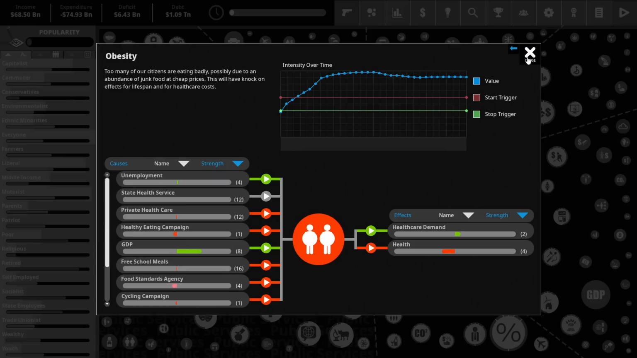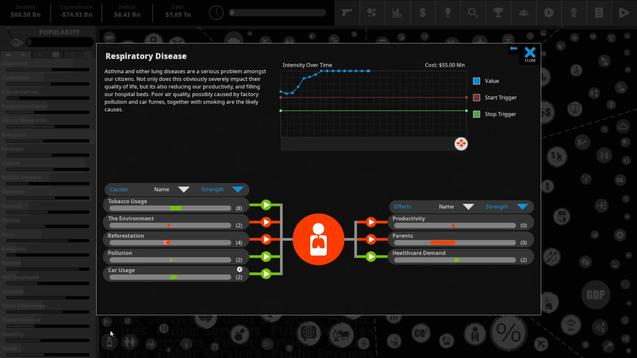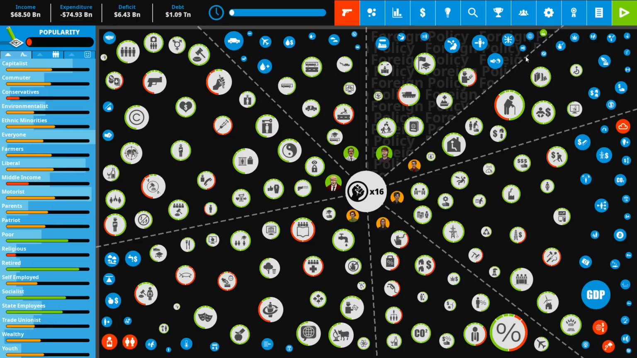Have we made any change in obesity? Not really. We haven't made any policy changes there. Really, our policy changes were more towards respiratory disease, which is currently pinned at 100%. We've got a long way to go before it makes a change. And some of these things will take a while before they take effect. You can see the reforestation hasn't completely kicked in here.